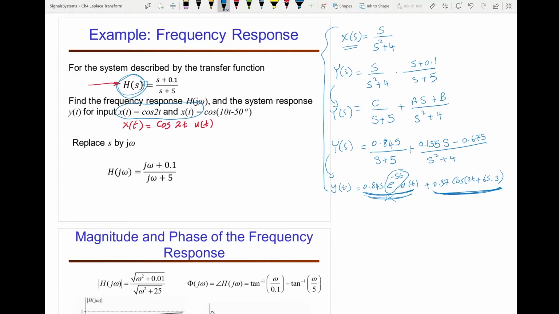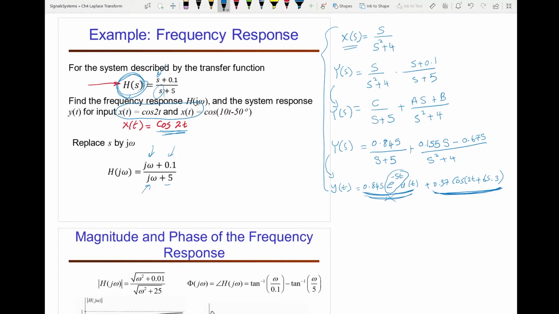So now if I am interested in the frequency response, the first step is this. I can consider it as an everlasting sinusoidal, so it doesn't start at t equals 0. So I can ignore this u of t, just to show that the system has been seeing this input for a while. It's not a sudden change from 0 to a sinusoidal. So if I find h of j omega, I just replace s here by j omega plus 0.1. Here I replace it by j omega plus 5.